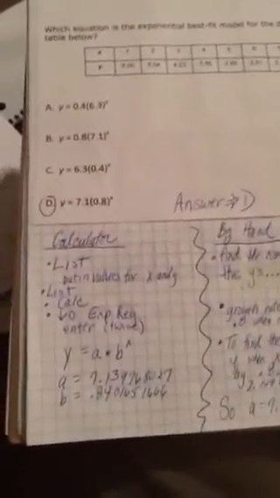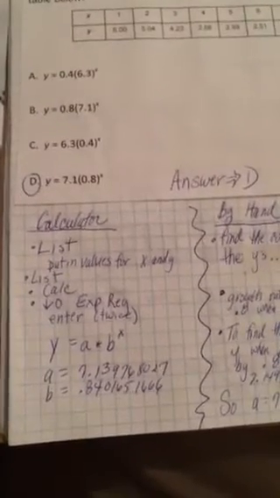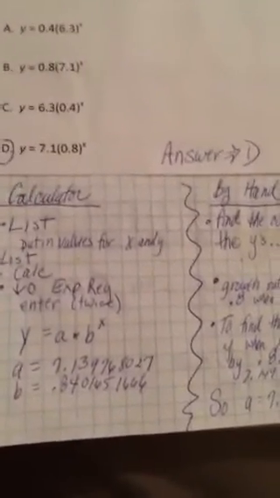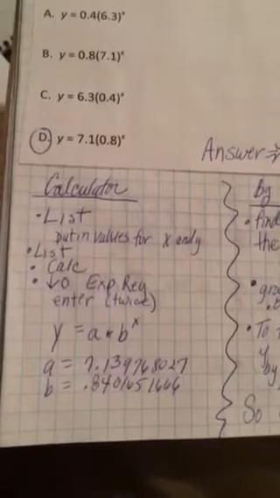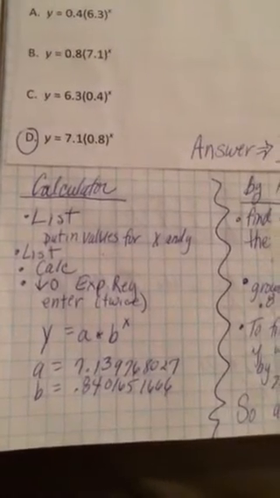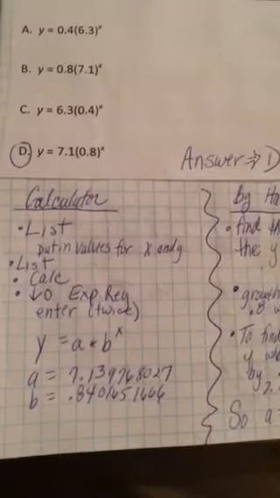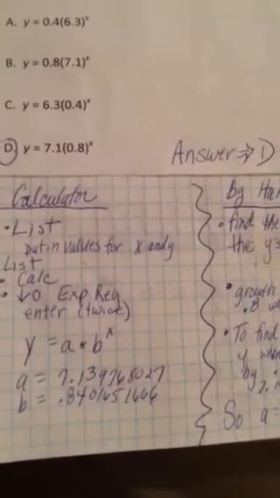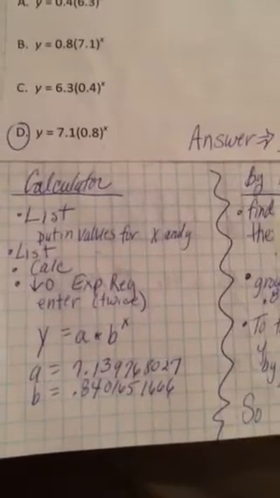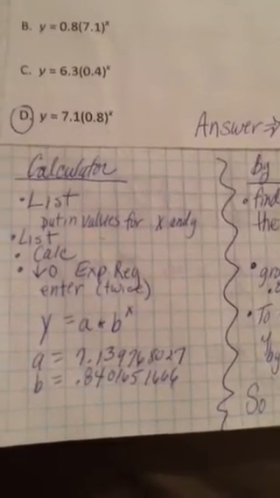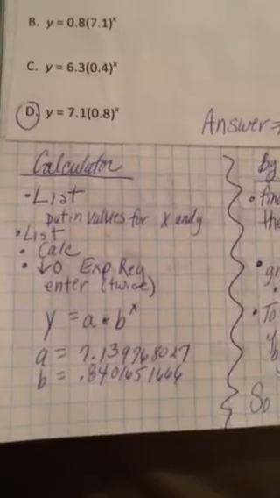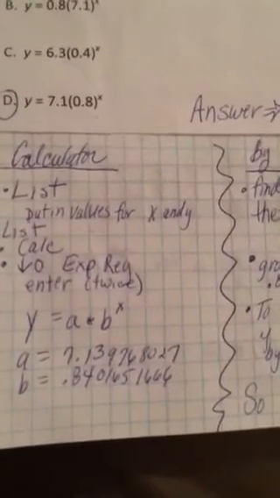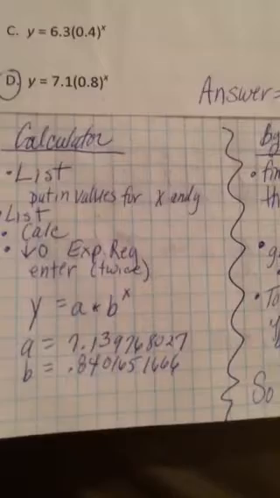On number 25, the answer should have been D. There were two ways you could go about it. You could use the calculator. You would go to list and put in your values for your X and your Y. Then go back to list, scooch over to calc, go down to 0 one, and pick exponential regression.